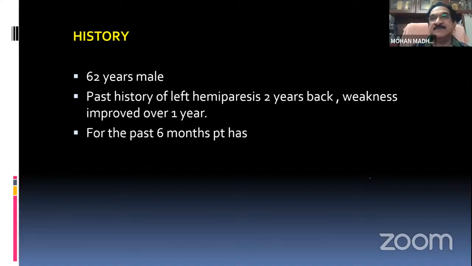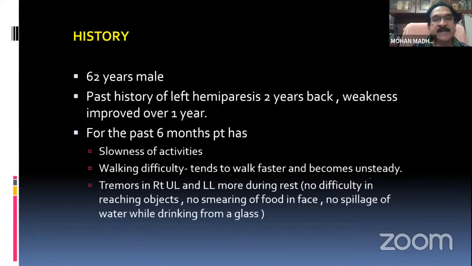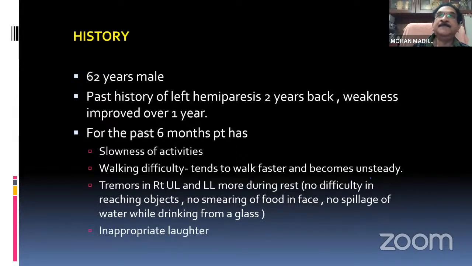For the past 6 months, the patient has had slowness in activities and walking difficulty; he tends to walk faster and become unsteady, with tremors of the right upper and lower limb more during rest, and inappropriate laughter. These are Parkinsonian features, but they should not produce inappropriate laughter. It may be pseudobulbar, or a typical Parkinsonism, or maybe some frontal lobe dysfunction.